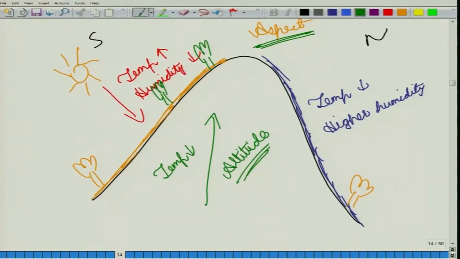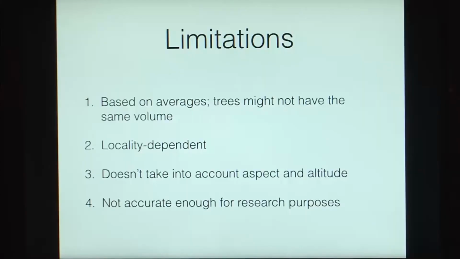So, in certain applications this might become a limitation. Coming back to the slide, they are not accurate enough for research purposes, because remember we have only taken our typical trees and taken averaged out values. So, these are some limitations of the general and the local volume tables, but that being said, they play a very important role in the case of field forestry, because they permit us to get some computational values quickly and with ease without the need of many instruments. So, that is all for volume tables.